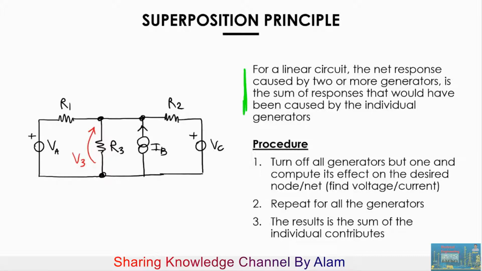As indicated here, the principle says that for a linear circuit, the net response caused by two or more generators is equivalent to the sum of the responses that would have been caused by the individual generators. Let's first define what is a linear circuit. A linear circuit is a circuit composed of linear components, such as resistors, capacitors, and inductors, plus voltage and current sources. For instance, the circuit on the left is a linear circuit, because it is entirely made of resistors, voltage sources, and current sources.